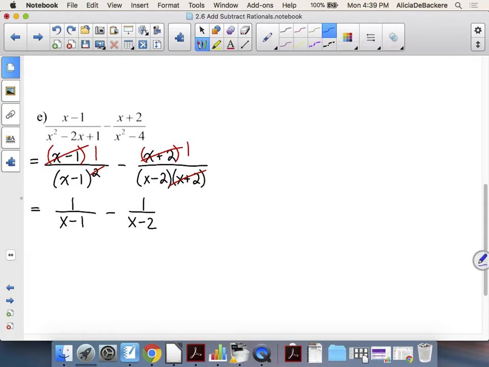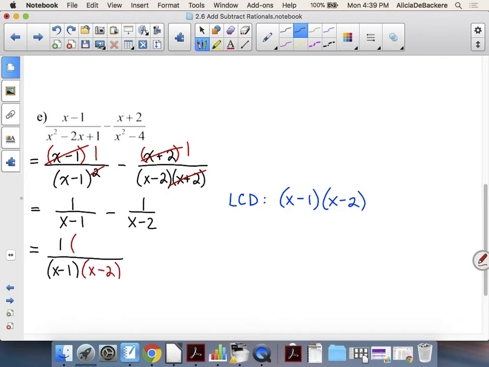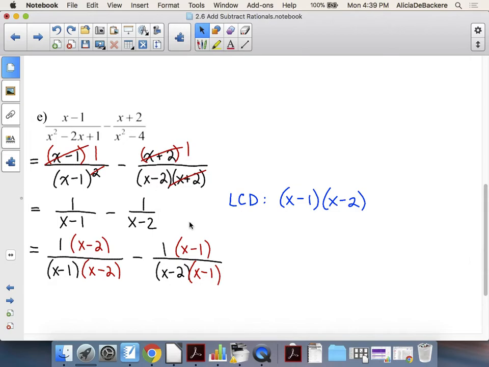Now I'm going to start looking for my lowest common denominator. I've already made it a little bit simpler for myself. What I notice is that there are no common factors. The first factor in the first denominator is x minus 1, and the second factor in the second denominator is x minus 2. So the simplest thing I can do is just multiply those together. That tells me that I need to change the first fraction so that it has an x minus 2 also being multiplied. If I do that in the denominator, I need to multiply the top by x minus 2. And then the second fraction, it already has an x minus 2, but it's missing the x minus 1 factor, so I'll multiply top and bottom by x minus 1.